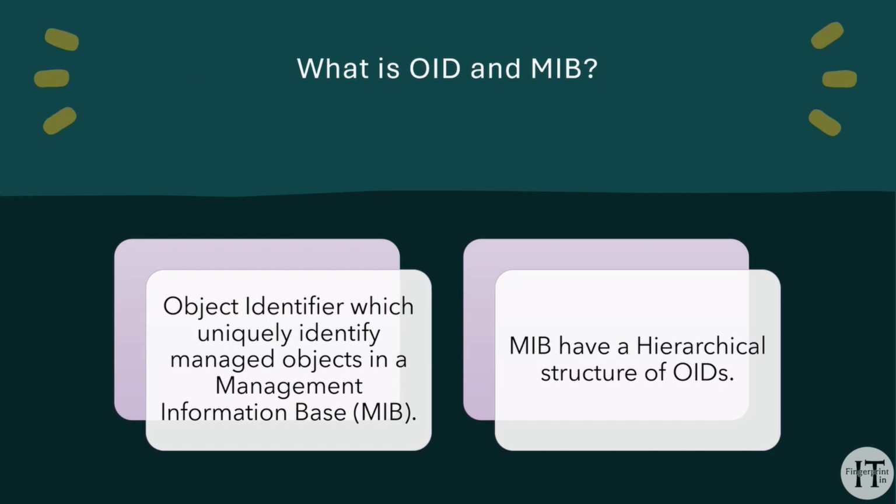Let's get more details about the OID. What is an OID and what is a MIB? The OID is an identifier that can uniquely identify a managed object in a management information base, the MIB file. This MIB file has a hierarchical structure of OIDs. It is like a database describing each and every OID and its functionality. MIB files are mostly found on official vendors' websites or sometimes available to download within the application itself.